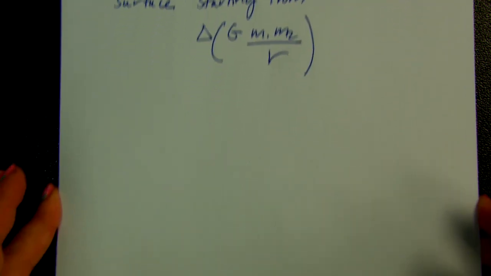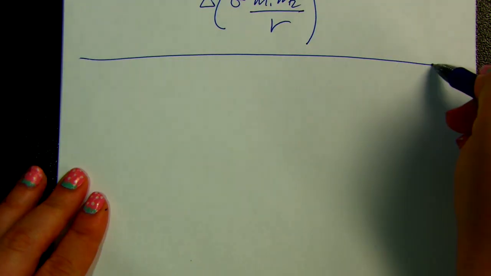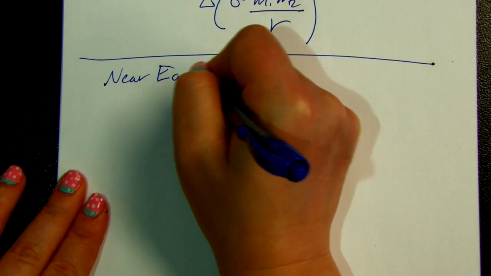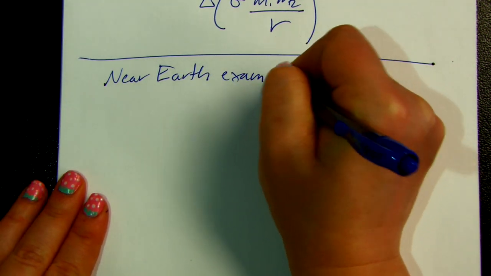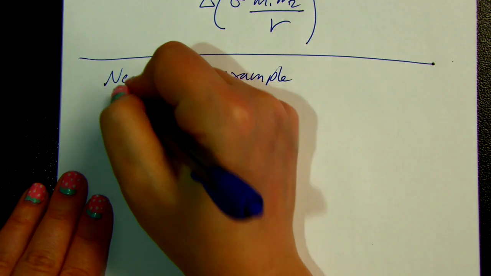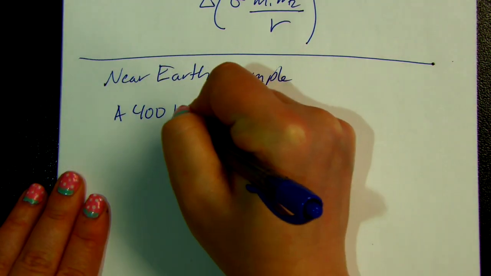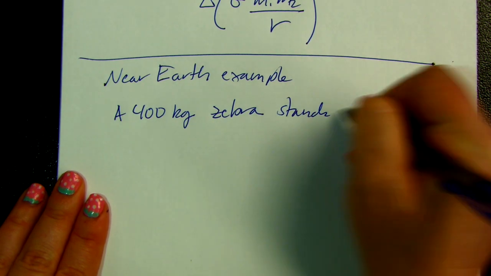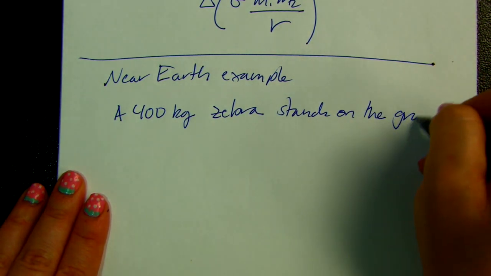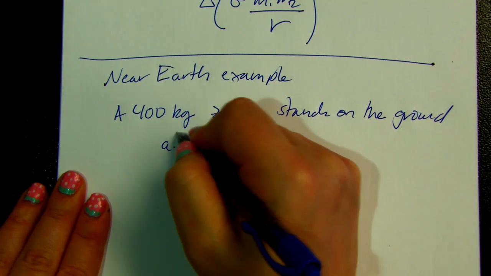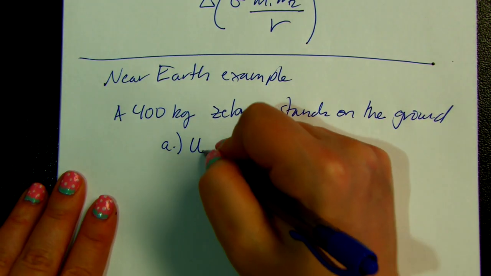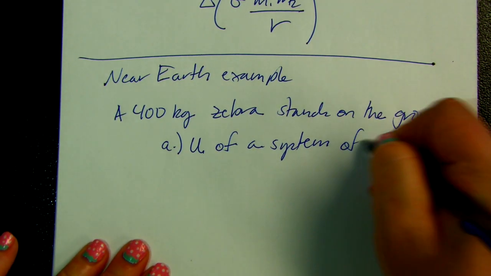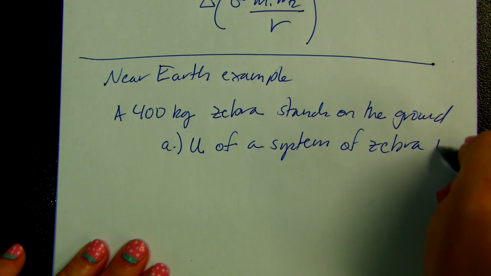All right, so let's do some near-Earth examples of potential energy, as that is the most relevant to your everyday interactions. Okay, so we have a 400 kilogram zebra that stands on the ground, and we want to know U of a system of zebra plus Earth.